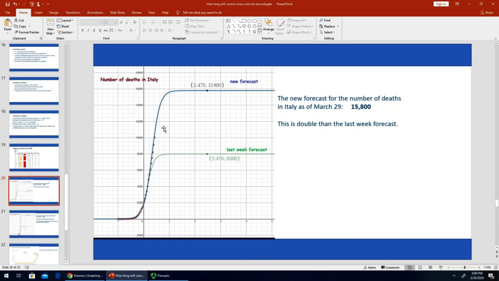So after tuning, we obtain this blue model, which is the sigmoid passing through all the red points, giving the new forecast with a threshold at 15,800. So the new forecast for the number of deaths in Italy is about 16,000 as of March 29, 2020. It's weird that this new forecast is double last week's forecast, which shows how relative mathematical models can be when you don't have enough available data.